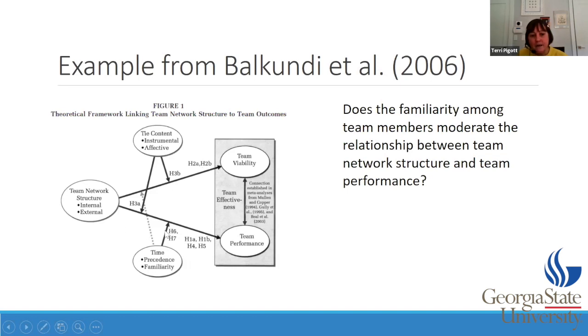what we see here is that what they're hypothesizing is that whatever the relationship is between team network structure and team performance, it may be related to, for example, how familiar the team members are with each other. That the strength of that relationship between the team network structure and team performance may be moderated by how familiar the team members are among each other. And so this is an example of a theory that might lead us to make sure that when we're coding our studies, we code something about the familiarity among the team members within each of the studies.